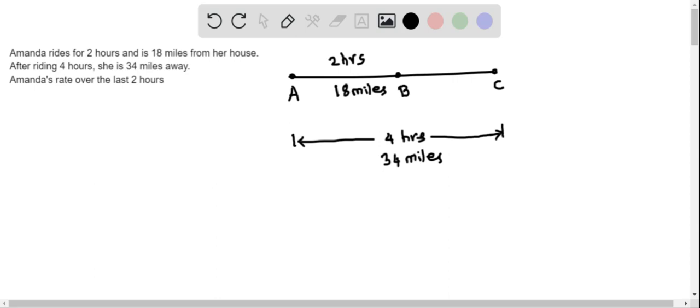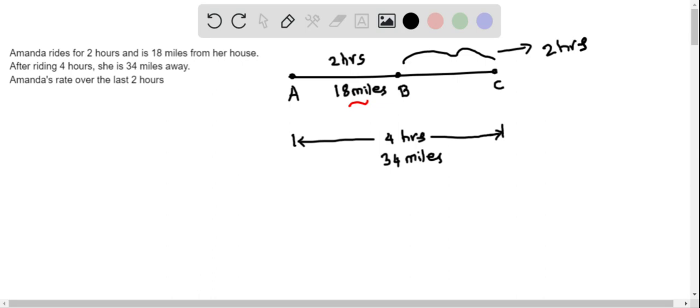So in the first 2 hours, she traveled about 18 miles, and when she's at another point C, she traveled about 34 miles, and for this she took about 4 hours. So we can easily determine that in the last 2 hours, BC is the segment which represents the duration that she took. So she took about 2 hours to travel this distance.